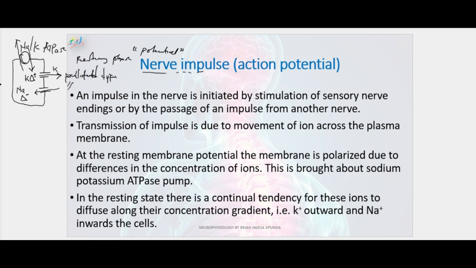So you can assume this as any point of the cell membrane or any point of the cell within the nervous system, or rather within the neuron. So when an action potential comes, this will shift from a resting into an action potential. So how is the impulse normally generated?